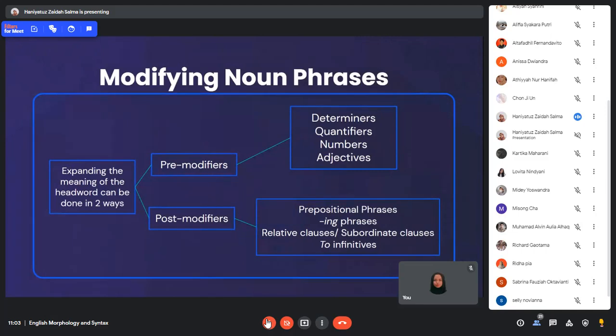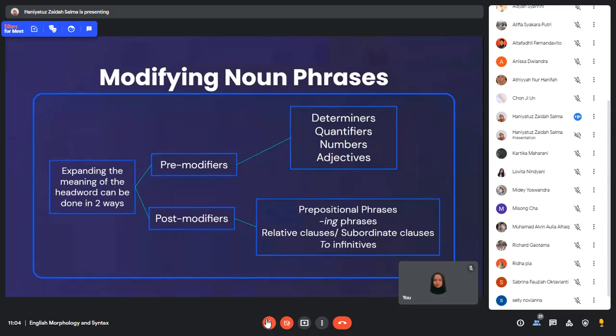And then the second way you can modify a noun phrase is using post-modifiers. So, like its name, post-modifiers go after the noun. For post-modifiers, there are four types. You have prepositional phrases, and then ing phrases, and then relative clauses or subordinate clauses, and infinitives. So, an example of modifying a noun phrase with a prepositional phrase is like this: the house on the corner. The prepositional phrase would be the part on the corner. What's being modified is the bit before, the house.